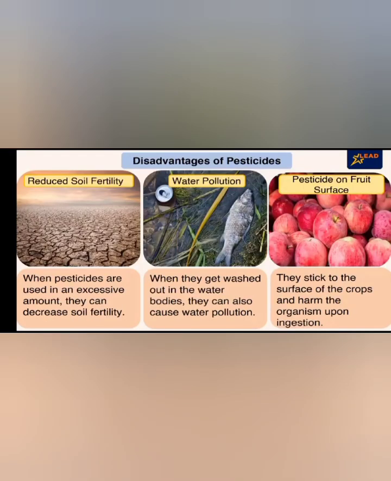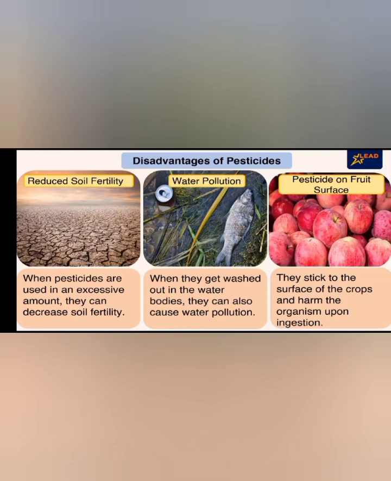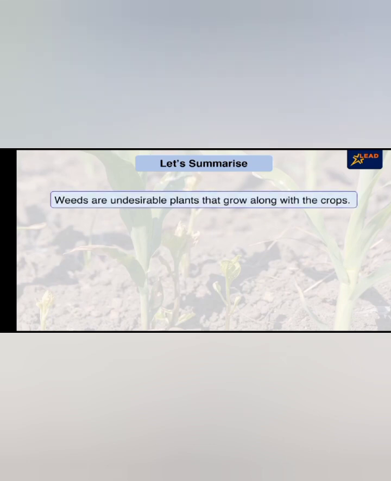When pesticides are used in an excessive amount, they can decrease soil fertility. These pesticides can get washed out in the water bodies and cause water pollution. Pesticides can also get stuck to the surface of the crop and it can cause harm to the organism when they eat them. Thus, to summarize, weeds are undesirable plants that grow along with the crops.